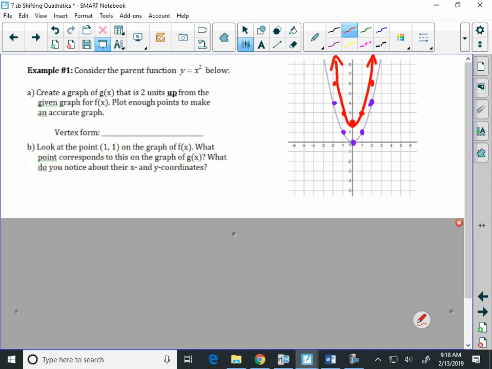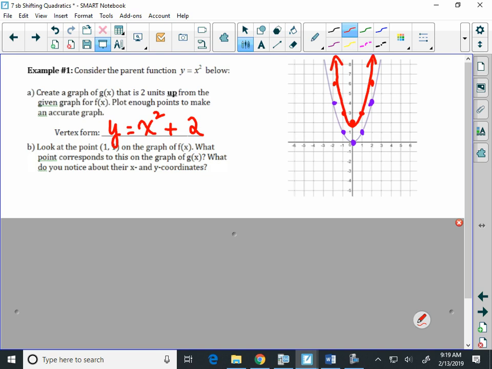We plotted the points. Now let's write the equation of this red graph. And what it is, it's y equals x squared, but since we moved it up 2, we're going to add 2 to the function. That's the equation: y equals x squared plus 2 is the equation of that red graph.